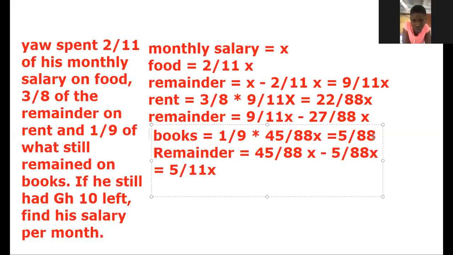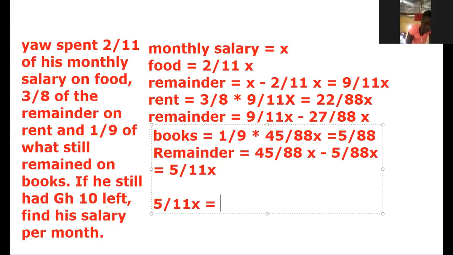Now, if this is what is left, in question 2, it says that if he still had 10 Ghana cedis left, therefore, what is left, which is 5 over 11x, is equal to the 10 Ghana cedis that is left. Because after solving everything, what is left is 5 over 11x. Therefore, 5 over 11x is equal to the 10 Ghana cedis that is left. And we all know that the monthly salary, in a fraction of 1, is equal to an amount that we don't know.